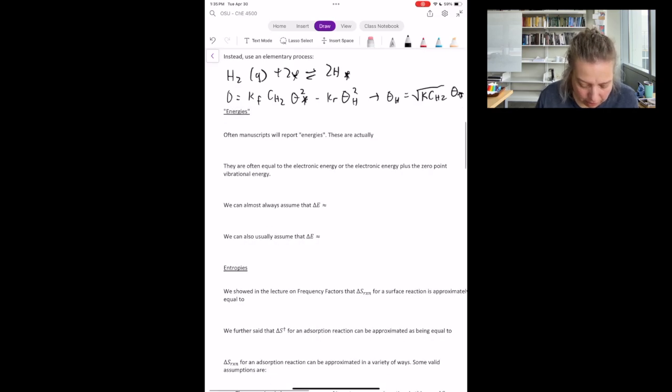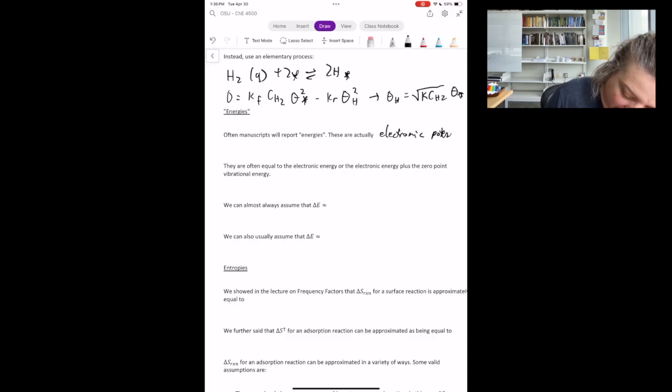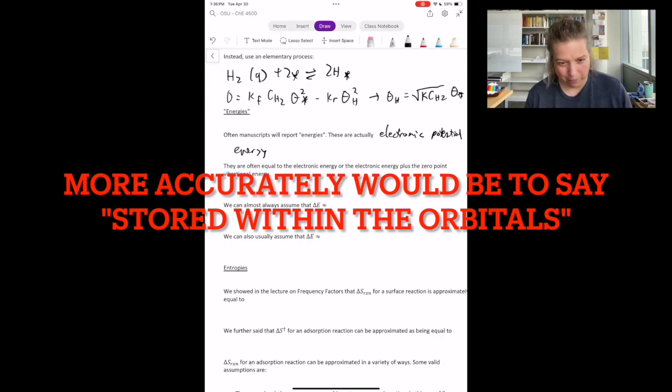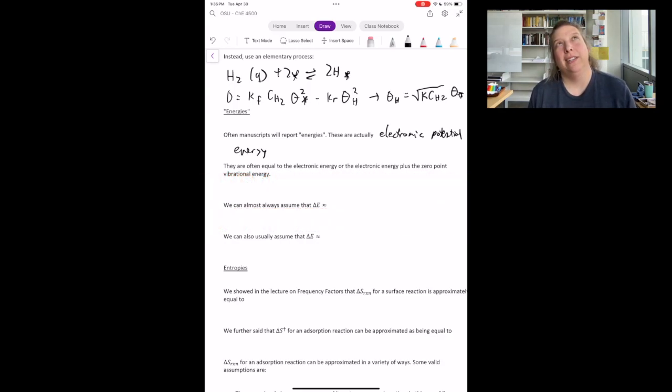Another topic is energies. So often manuscripts are going to report energies, right? It's a pretty vague term, and maybe not something that you're used to reading about unless you're talking about something in physics, like kinetic or potential energy, or if you're a molecular scientist or engineer. In molecular science and engineering, the term energy usually refers to electronic potential energy, which essentially is the energy stored within the chemical bonds of the molecule. Not exactly, but for the sake of an easy definition.